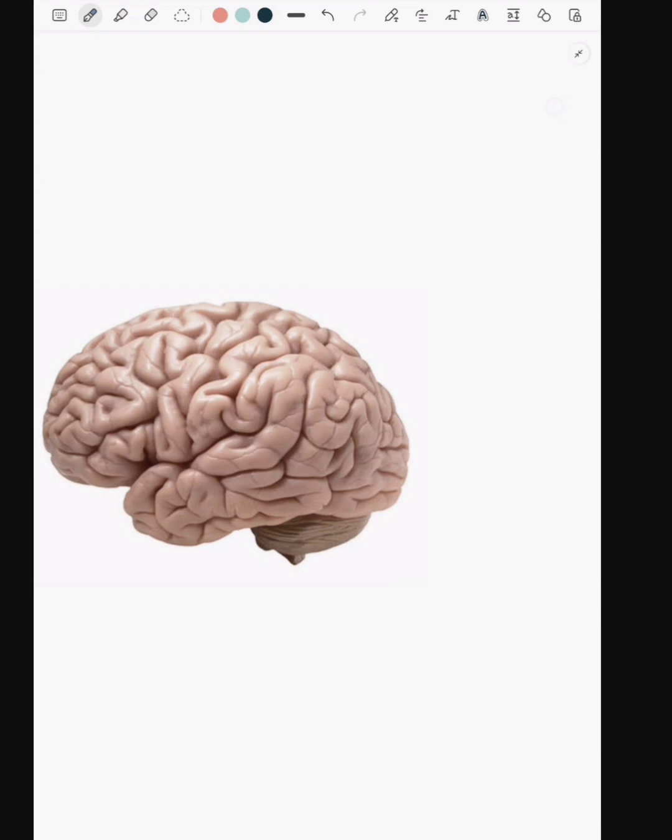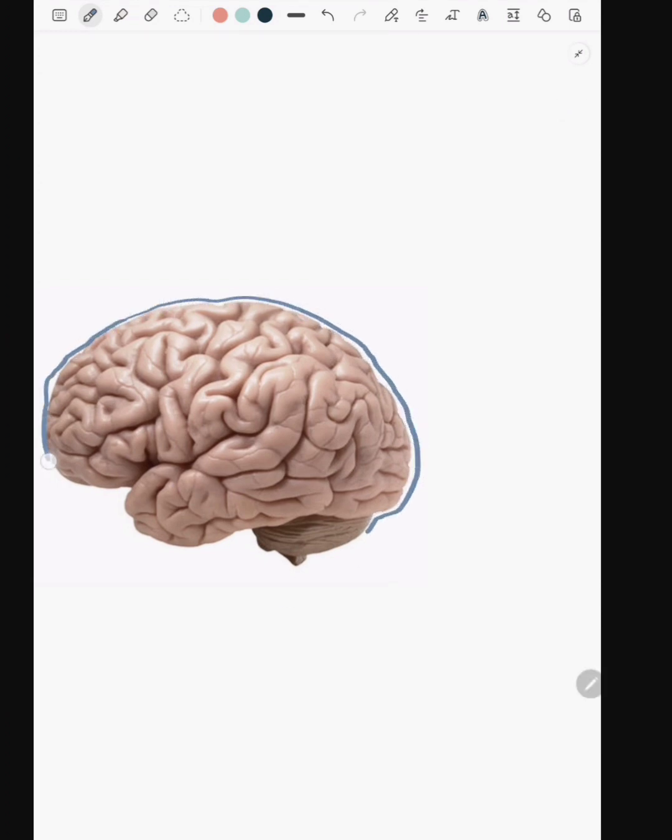Did you ever wonder how brain parenchyma is protected from all the external injuries? This is because brain parenchyma is surrounded by many protective layers around it. Now let's go through these layers.